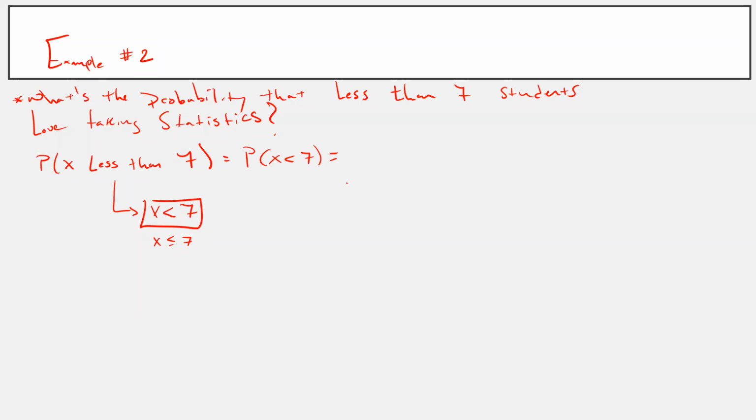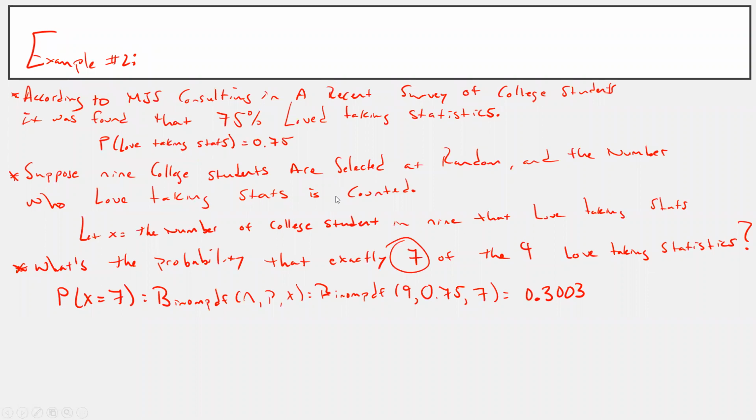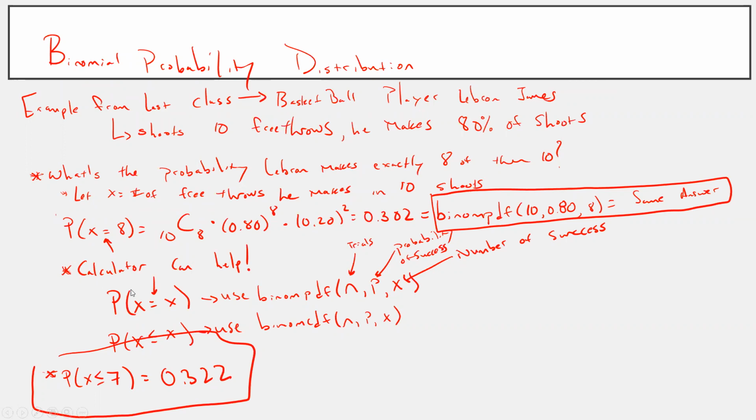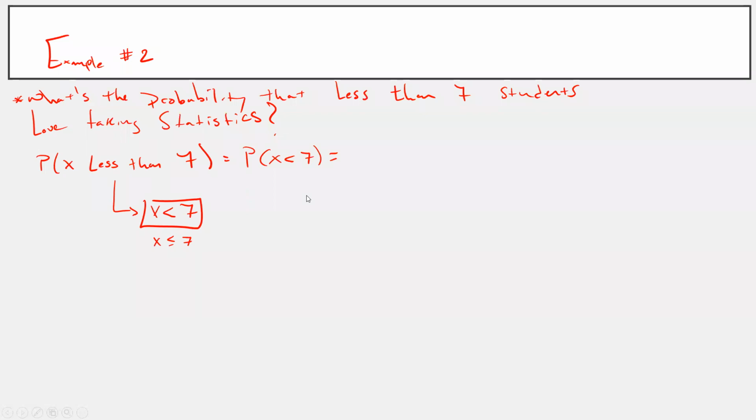Now hold on a second before we jump to the CDF. Notice how there's a less than sign here. I want to be less than 7. You use the CDF when there's a less than or equal to sign. So it's a little bit of a problem. But if you want to be less than 7, can anybody tell me another way of writing this using a less than or equal to?